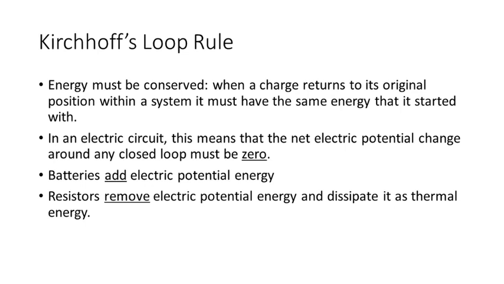So let's talk about the second rule for circuit analysis, which is known as Kirchhoff's loop rule. Because energy must be conserved, when any charge in a closed circuit or system returns to its original position, it's got to have the same potential energy at that position. So remember that potential energy only depends on position, not how it got from one point to another. So for an electric circuit, what that means is that the net electric potential change around a closed loop must be equal to 0. Writing that in equation form, that might look like this.